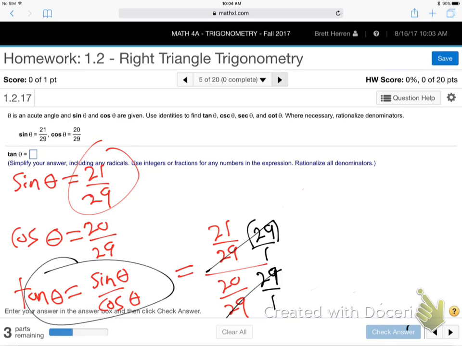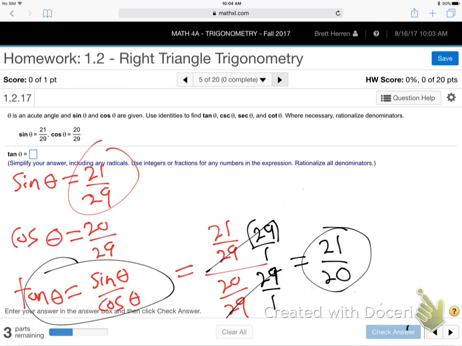Whenever you have a fraction, you can do the same thing to the top and bottom, and you're not changing anything, right? So that's okay. That gets rid of the 29s, and we get 21 over 20. And so that's the tangent. Is that good so far? We have to find the other three, but you know how to find the other three, right?